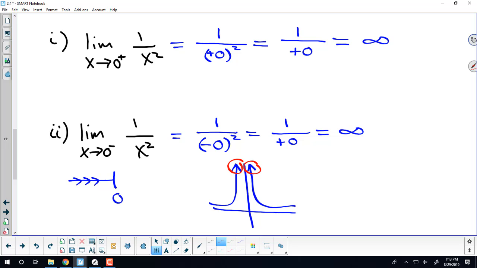So any questions on what we're doing here? Yeah? So why is that a positive 0? Because we had to square it. Initially we're passing through small negative numbers, but those small negative numbers got squared. So if it was cubed, it'd be negative infinity? Yeah, if that were 1 over x cubed, that would be negative infinity. Yeah, any other questions?